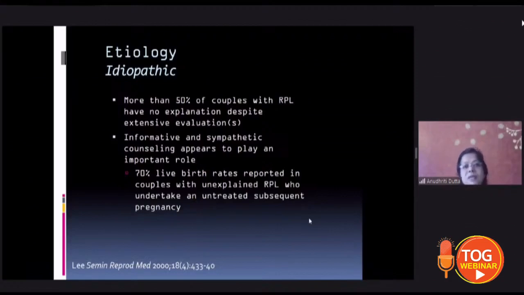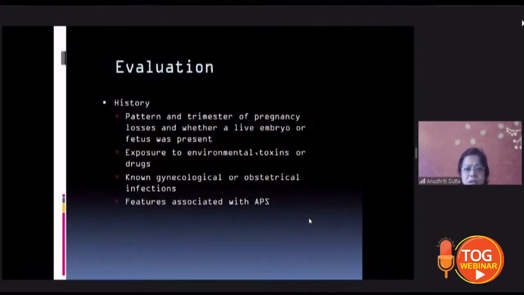So informative and sympathetic, as tender loving care is very, very important while counseling these patients. And ultimately, 70% live birth rates are reported in these couples with unexplained RPL who undertake subsequent pregnancies untreated. So for the evaluation, the history, I'll go quickly: the pattern and trimester of abortions, when and how it occurred, was there any exposure to any particular toxin, any obstetrical infection, or any feature of previous antiphospholipid syndrome.